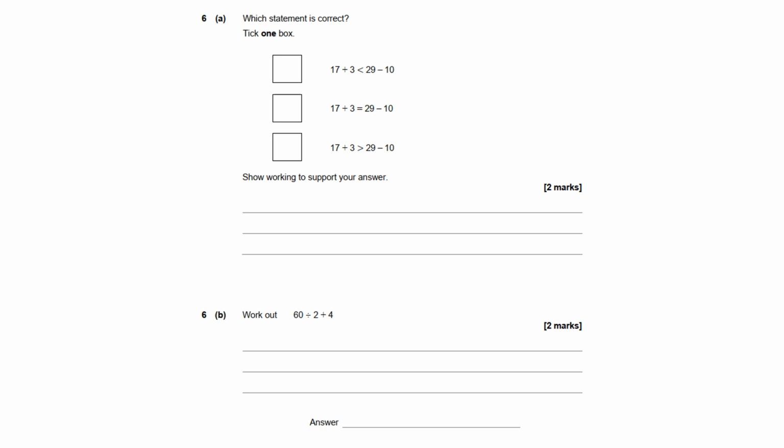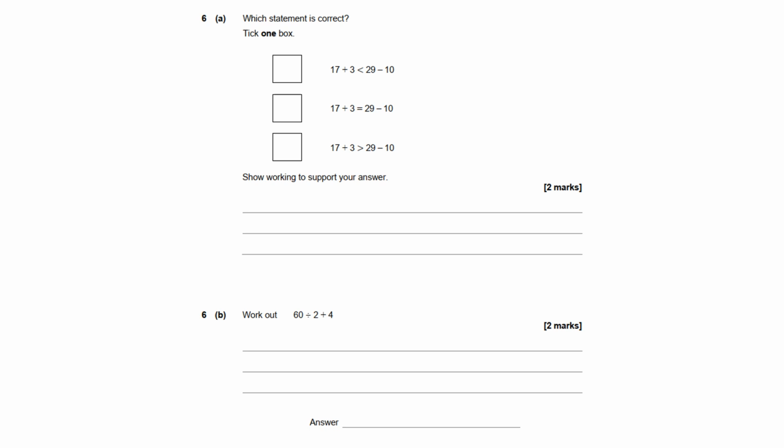So, which statement is correct? Tick one box. So we've got these here: 17 plus 3 is less than 29 minus 10; 17 plus 3 is equal to 29 minus 10; or 17 plus 3 is greater than 29 minus 10. Let me give you some advice if you forget which way these go. They always point towards the smaller one. So the big side is for the big number, and the little pointy bit points towards the little one. That's how you can always remember it. It always points towards the little one, okay?